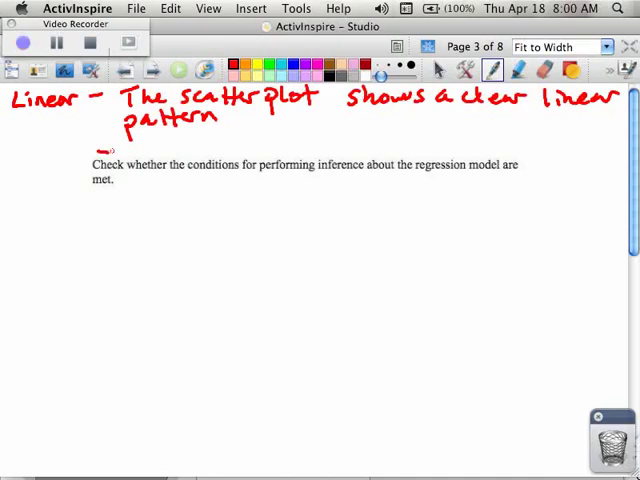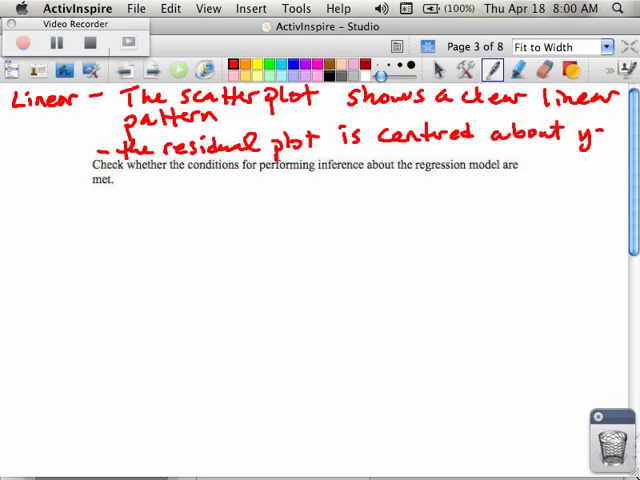and the residual plot is centered about y equals 0 and shows no curved pattern. Because remember, we're trying to make sure that there are no patterns there. You might recall from way back when we talked about this, we didn't want to see any other patterns.